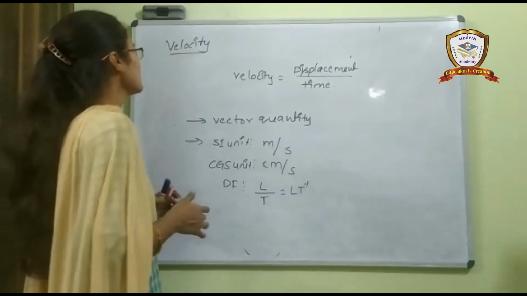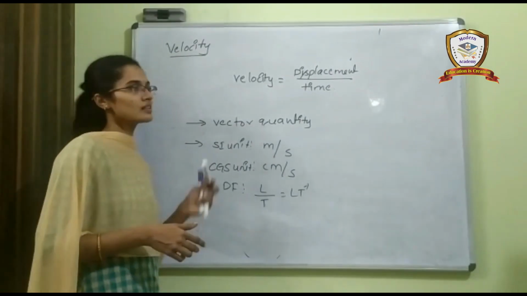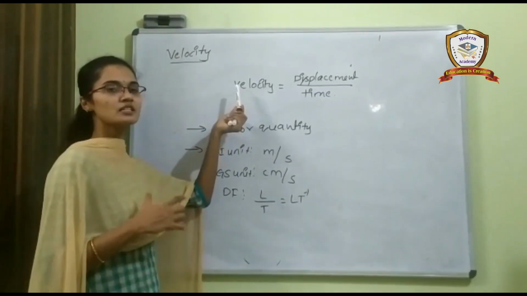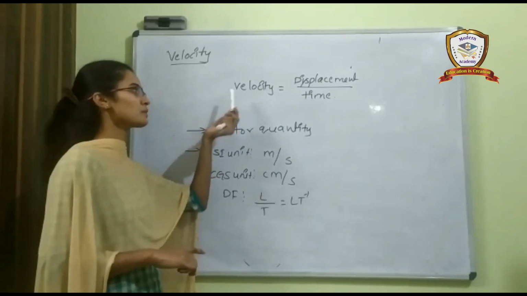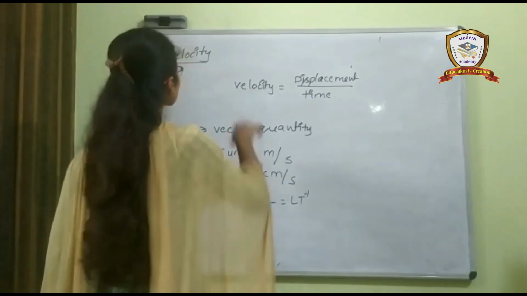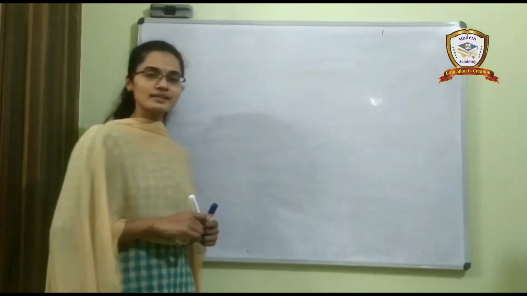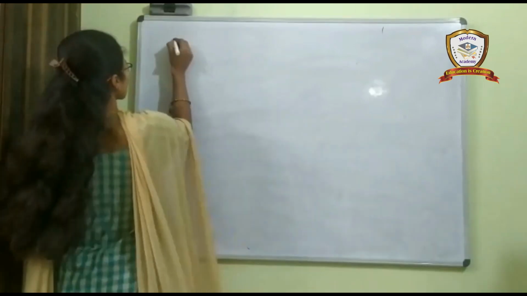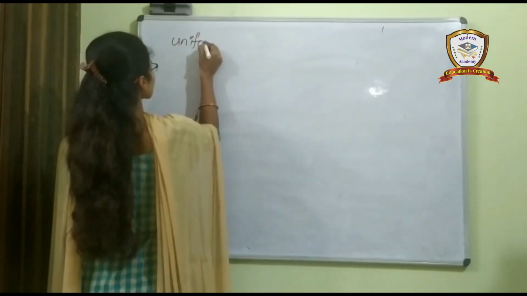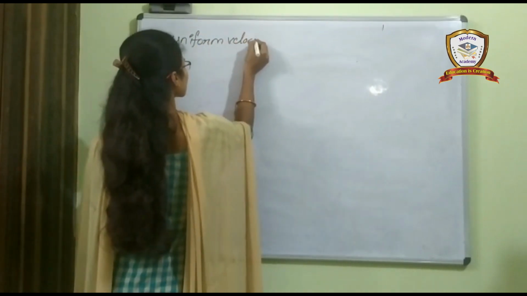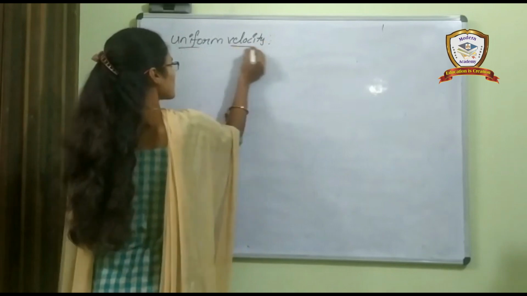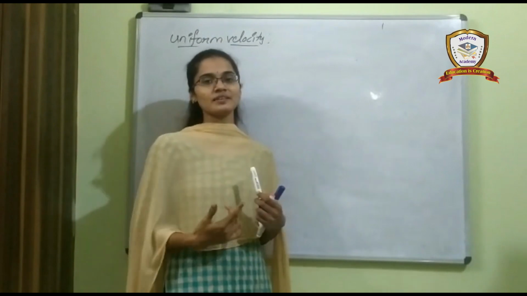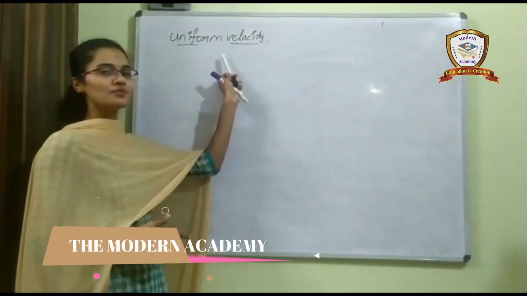The relation between velocity and speed is, the magnitude of velocity is nothing but speed. That means velocity has a particular direction and speed does not have a particular direction. That is the difference between velocity and speed. Next I am going to discuss average velocity, uniform velocity and non-uniform velocity. First, uniform velocity. Same like uniform speed, here also a body covers equal displacements in equal intervals of time, then a body is moving with uniform velocity.